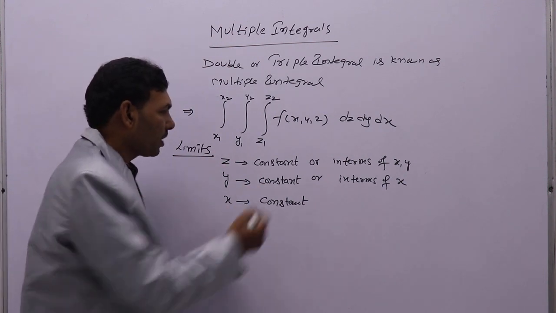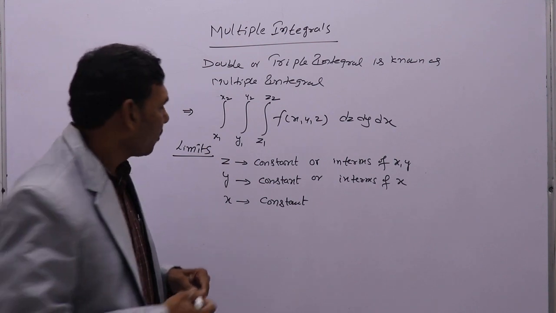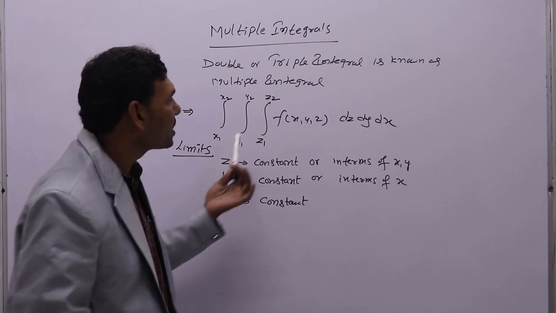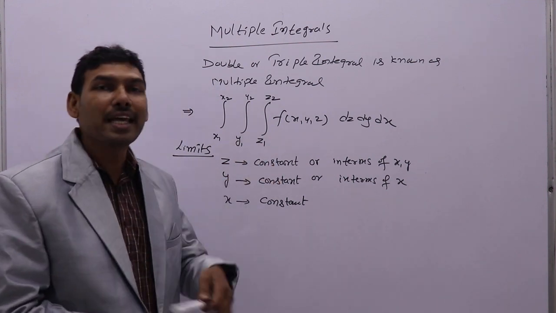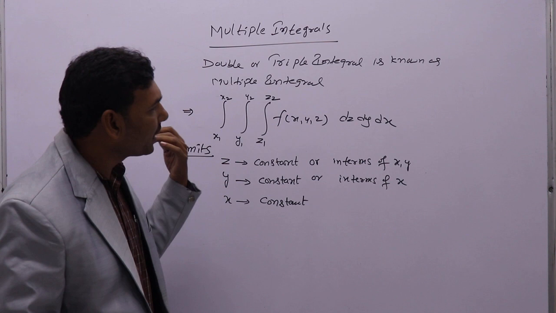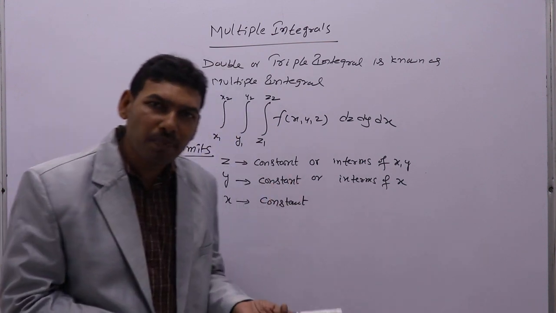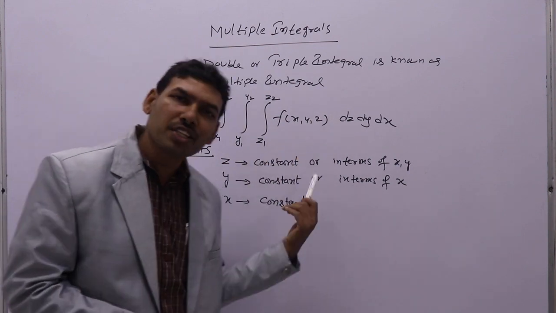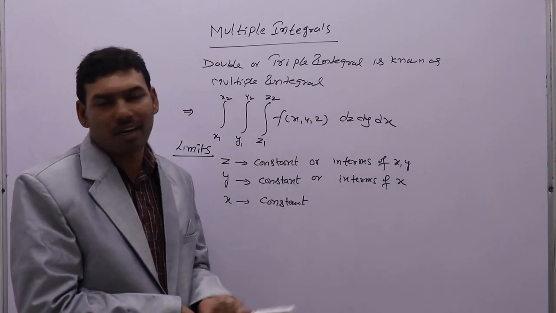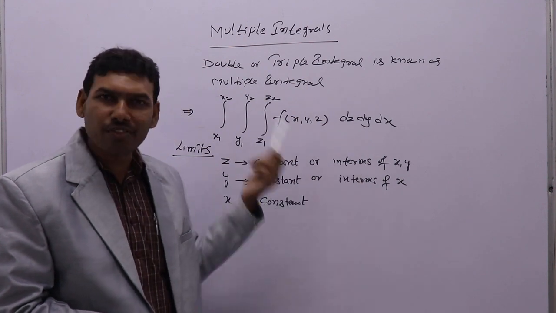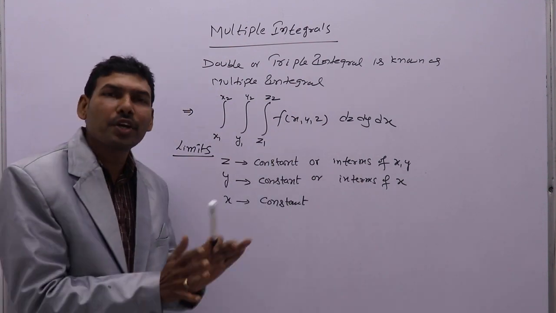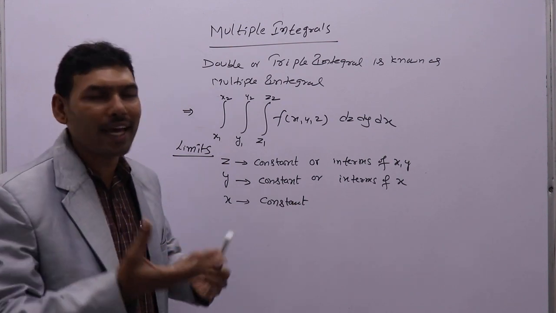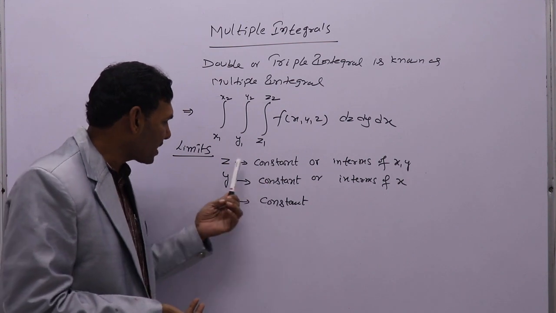For example, the first case I said: if z limits are constant, y limits are constant, x limits are constant, then no need to discuss the order of integration. We can integrate first with respect to z, next y, next x. Or first with respect to y, next z, next x. Or first with respect to x, next y, next z. In any order, you can evaluate the triple integral whenever the x, y, z limits are constants.